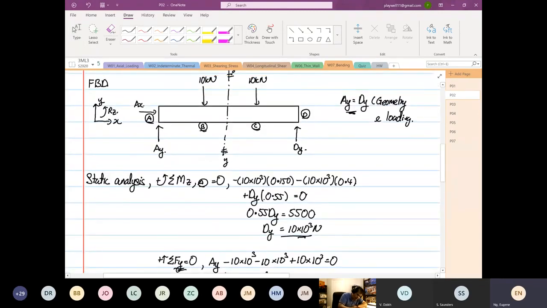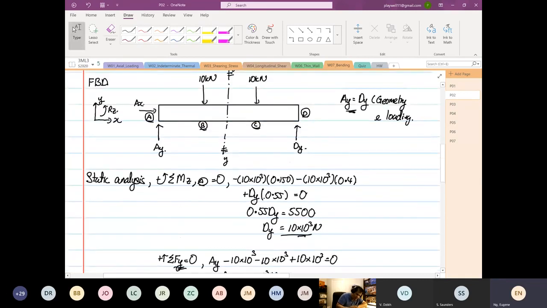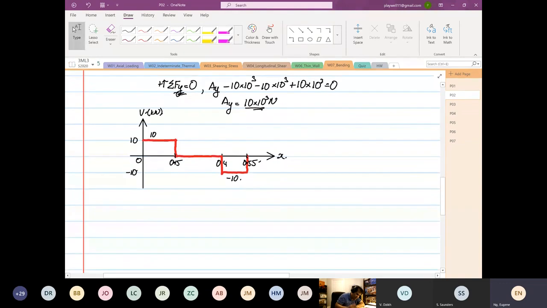And then at point B, it comes down by 10. Then it goes through 0. And then at point C, you have another 10, and then you use horizontal. So this is your shear force diagram. Down here is where you have your minus 10. So that is your shear force. Then we look at our bending moment.